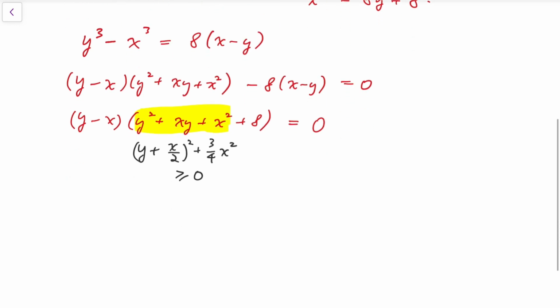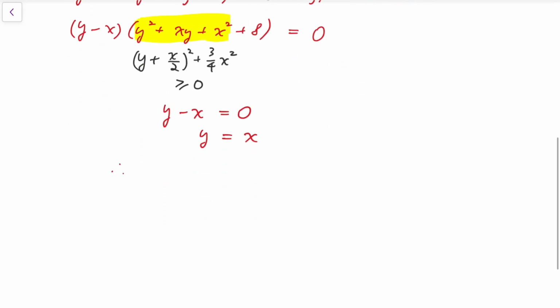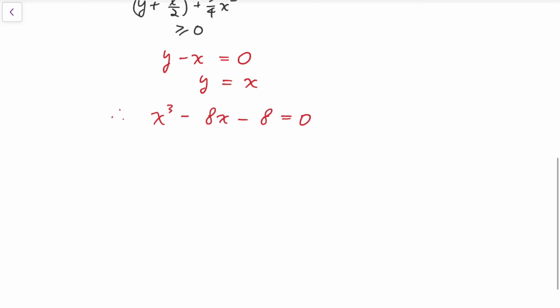And y minus x times a positive number equals 0 means that there's only one choice, which is y minus x equals 0. And that means y equals x. So we can go back up and say that x cubed minus 8x minus 8 equals 0. And it's an easy equation to solve because we can factor this cubic. We have x plus 2 as a factor.